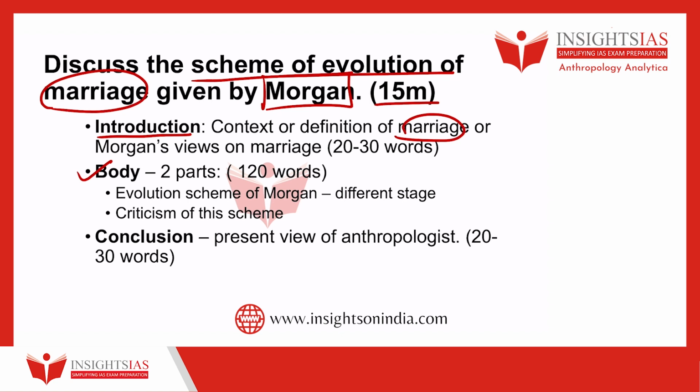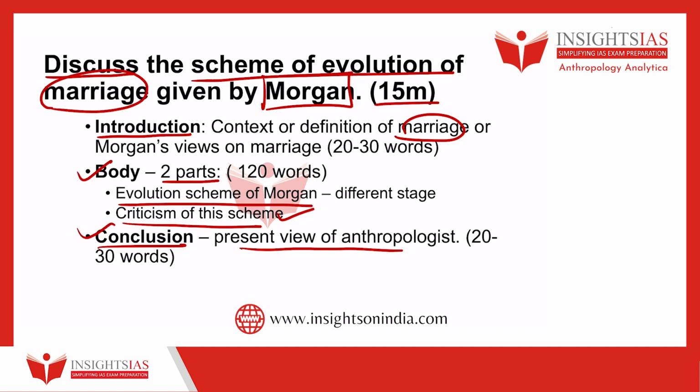And in the body, since it's a discuss question, there has to be two parts. One, the evolutionary scheme that was given by Morgan with respect to the different stages of marriage as seen from the evolutionary point of view. And then the criticism of this scheme. As you all know, classical evolutionists in general have been criticized. Specific to marriage evolution, you need to bring out in criticism how different anthropologists have criticized Morgan. And lastly, the conclusion. You need to provide just one or two lines about the present view of anthropologists.